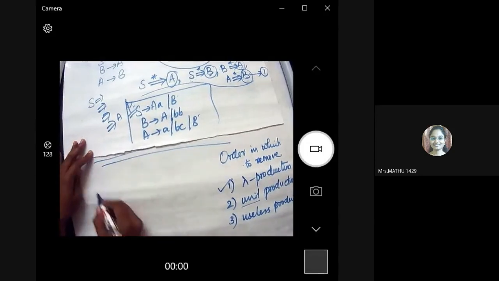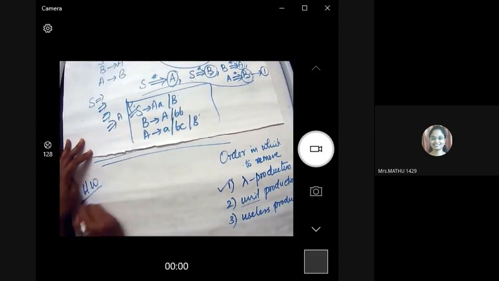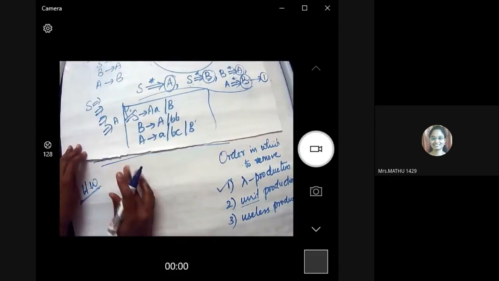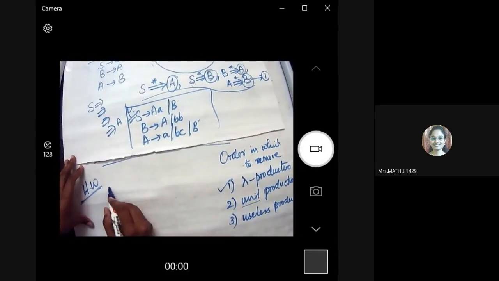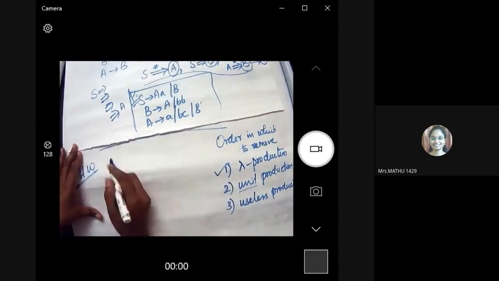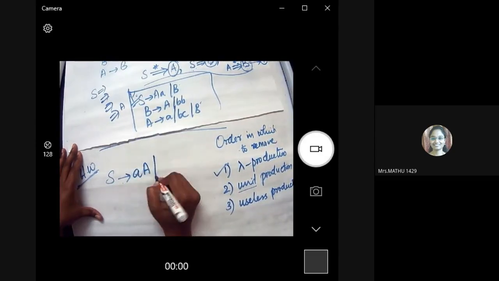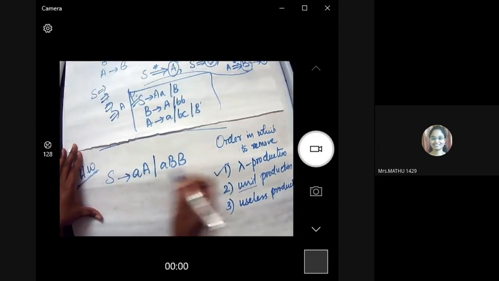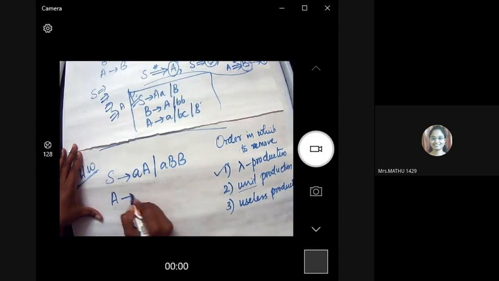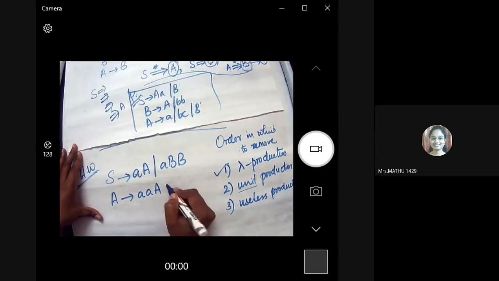I'll give you one problem for homework. I'll upload the link for this in GCR. After completing this homework problem, please submit it in GCR. Take down this problem. S gives AA or AB, A gives AA and lambda, B gives BB or BBC, and C gives B.